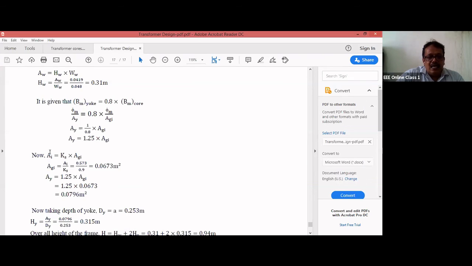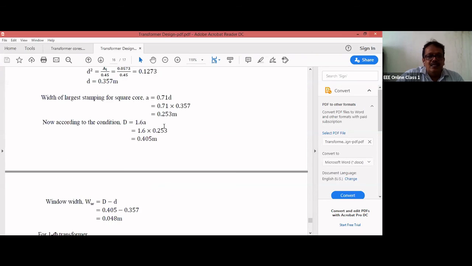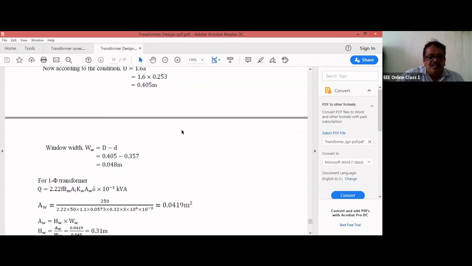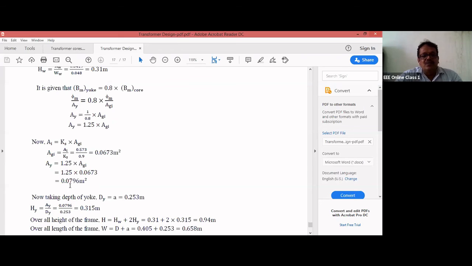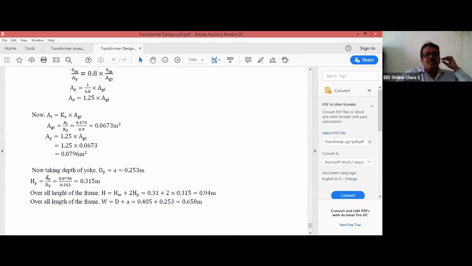Let us calculate this AGI. We know that AI, net iron area, is KS into AGI. So AGI is equal to AI divided by KS. The AI already calculated here is 0.573. So 0.573 divided by 0.9, what you get? 0.0673. Once you calculate the gross core area, then I can calculate the area of the yoke. Yoke area is 1.25 into 0.0673. So what you got here? 0.0796 meters square.